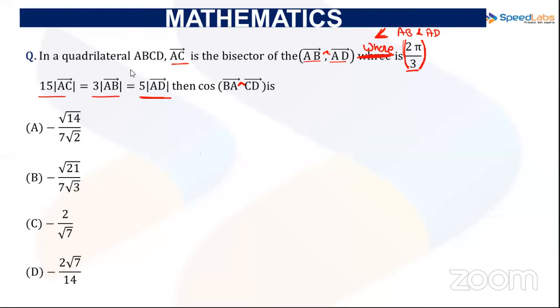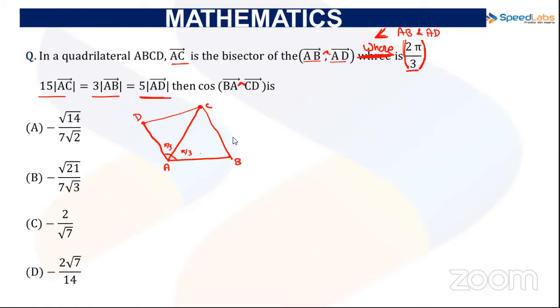Okay, so in this question, a quadrilateral ABCD is given to you. Let us assume this is your quadrilateral. This is point A, this is B, here you have D. The angle between AB and AD vectors is 2 pi by 3. Also AC is the bisector of AB and AD. That means this whole angle is 2 pi by 3, so then this angle will be pi by 3.